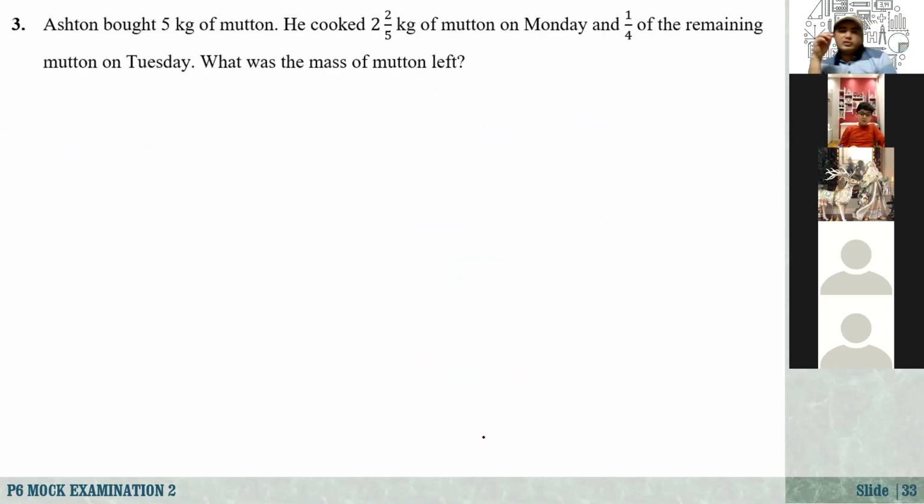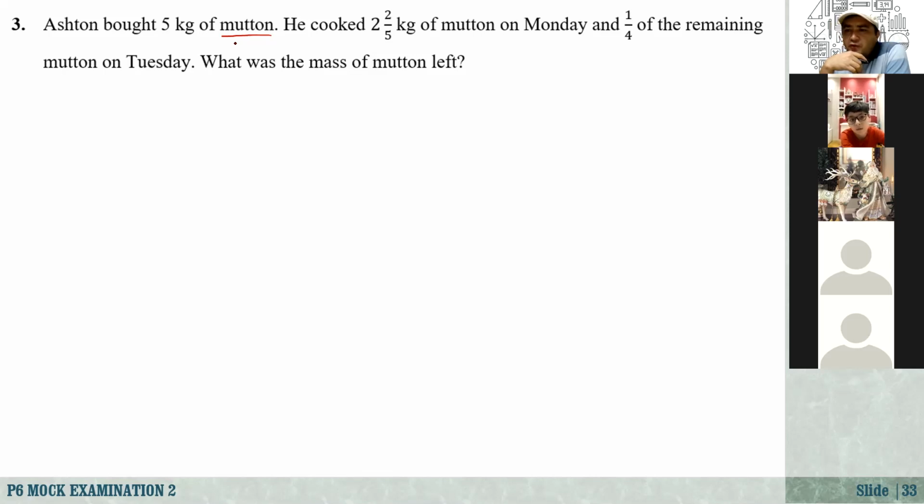Okay, the last question. Let's do this and finish today's class. Aida, can you read the question? Yes. Ashton bought 5 kilograms of mutton. He cooked it. Aida, do you know what mutton means? No. What is mutton?